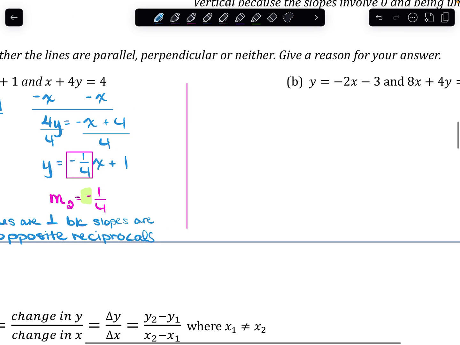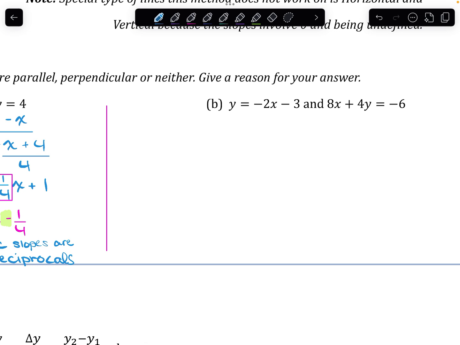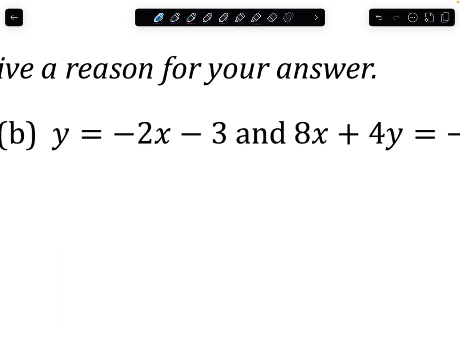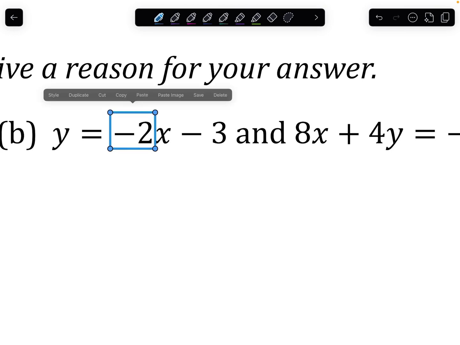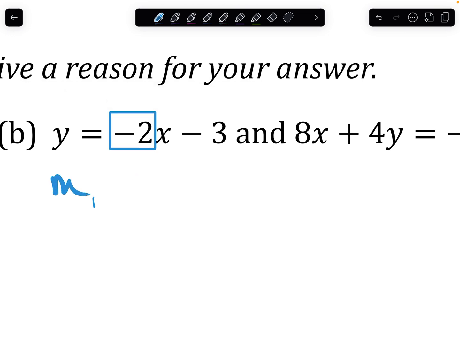All right. 4B. Still doing the same thing, determining parallel, perpendicular, or neither. So first one, we can see our slope because it's in the correct format. Slope is -2. It's just not rectangle mode today. Third try always works. There we go. So M, I'm going to call it 1, is -2.